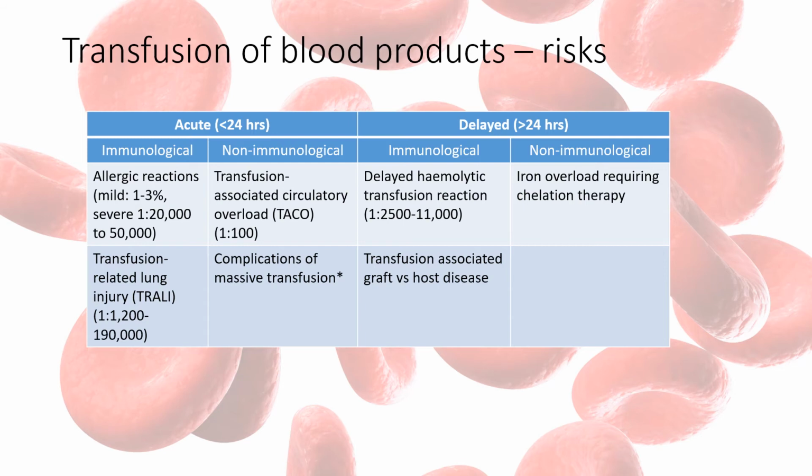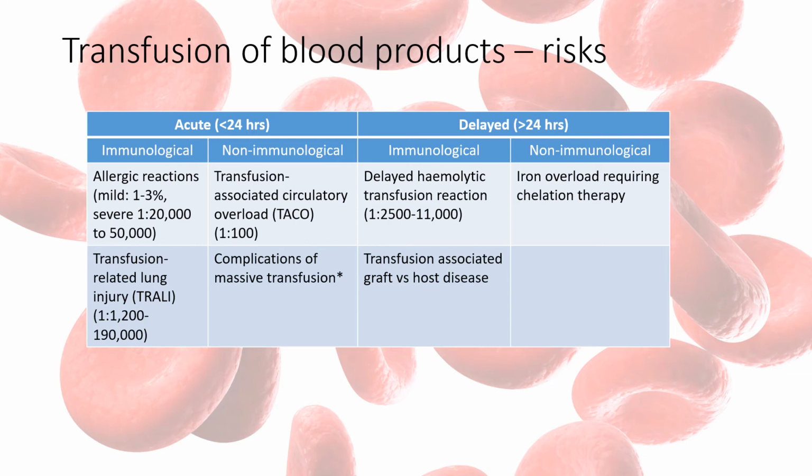Acute non-immune mediated complications include transfusion-associated circulatory overload, in which there is fluid overload secondary to the transfusion, and is often associated with hypertension. Now, this is quite common, occurring in 1 in 100 blood transfusions. However, it is greatly dependent on the patient's age and cardiac function.